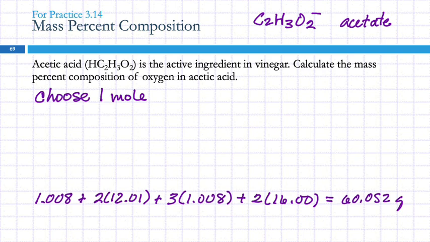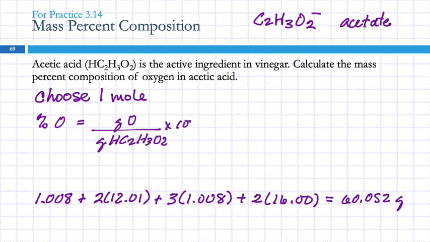So we're looking for the percent of oxygen. We need to know grams of oxygen divided by the grams of C2H3O2 times 100. This is the mass of 1 mole of the compound, so that goes in the denominator.